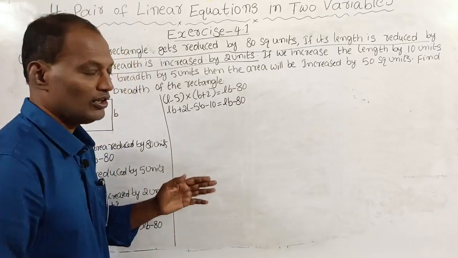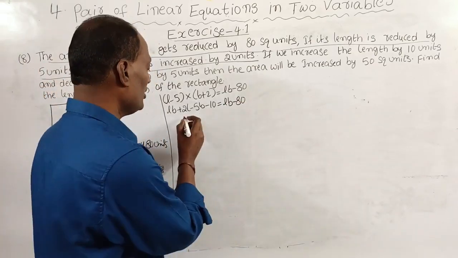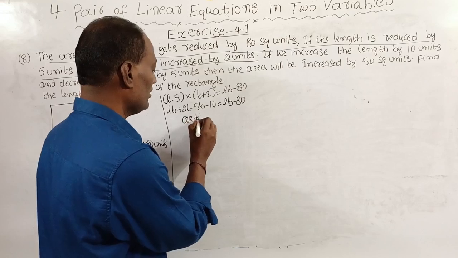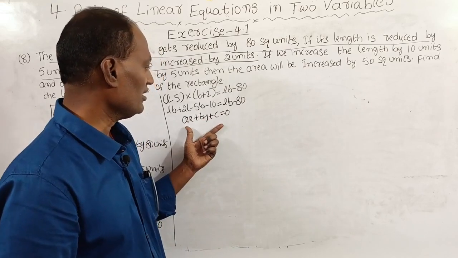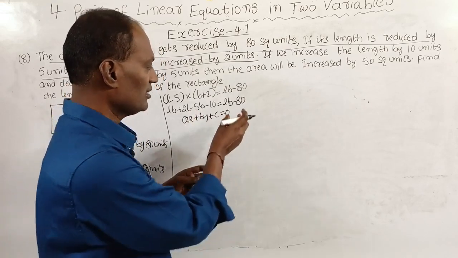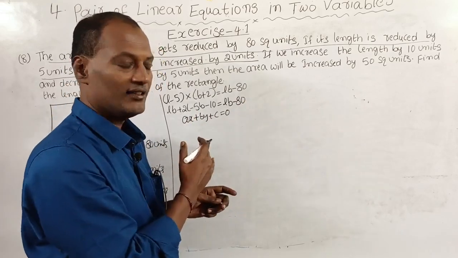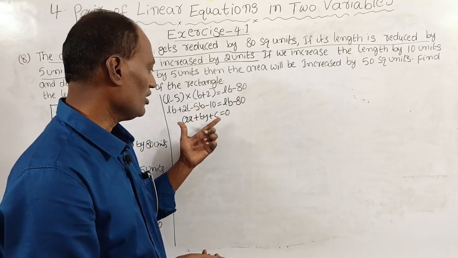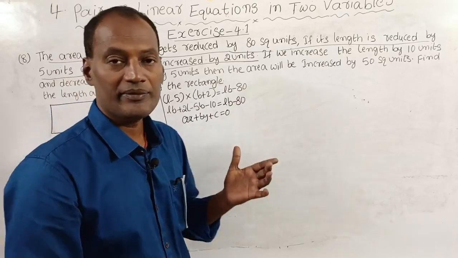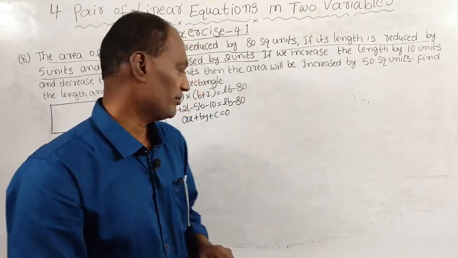Now what we have to do? We have to make the equation in the form of ax plus by plus c equal to 0. We have to make this equation like this. So bring this LB minus 80 this side and make it 0. Because why are we making this? We have to put it in the linear equation type.